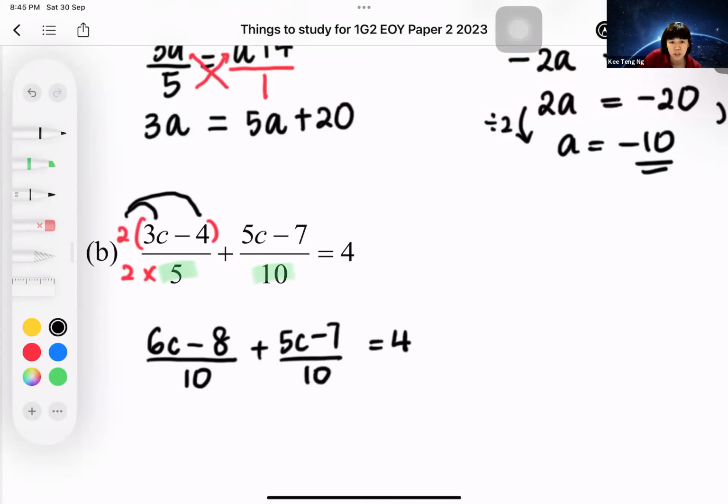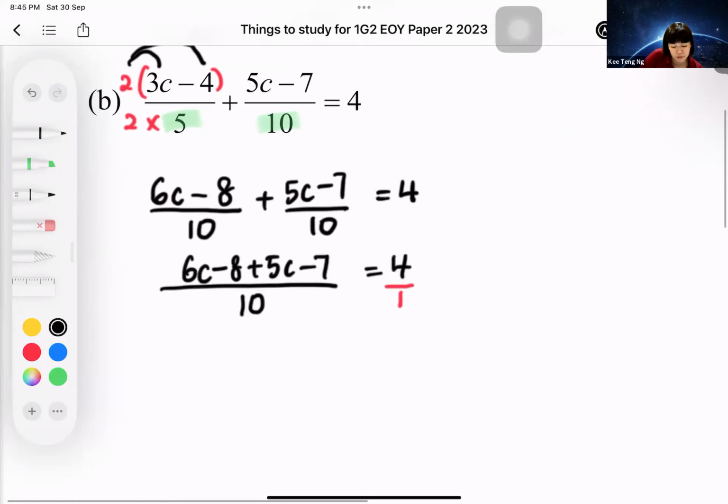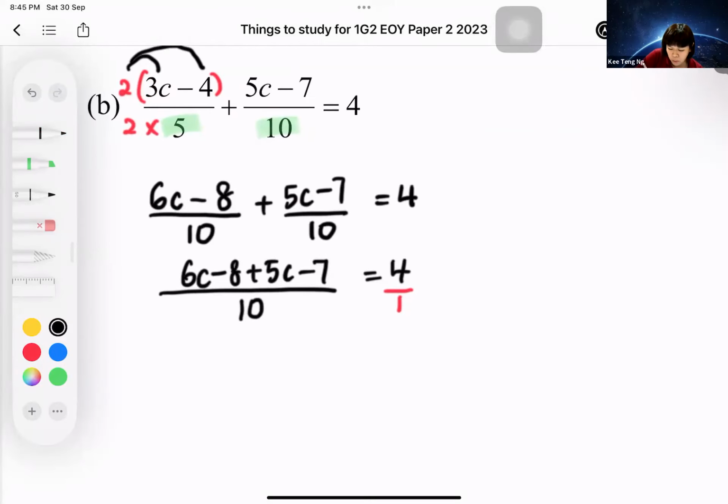Now, since this is addition, no change in sign, I combine everything. 6c minus 8 plus 5c minus 7 equals 4. I put it as over 1, so that I get a fraction there. So 6c plus 5c will be 11c. Negative 8 minus 7, not 1, okay? Negative 8, subtract 7 is negative 15 over 10. Do not do any cancellation. I'll keep this as 4 over 1.